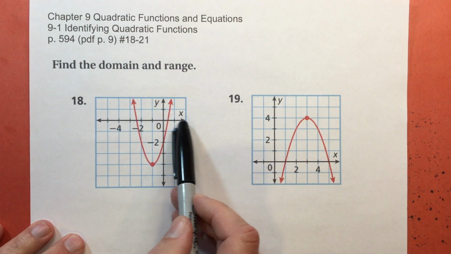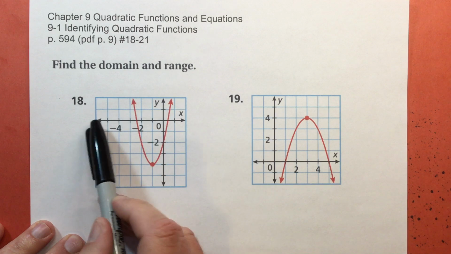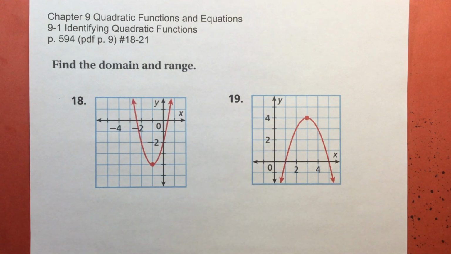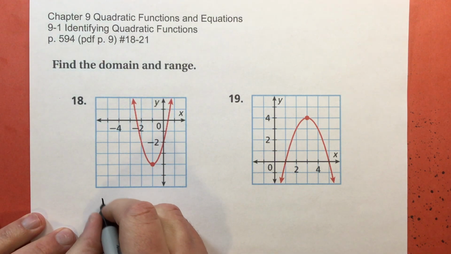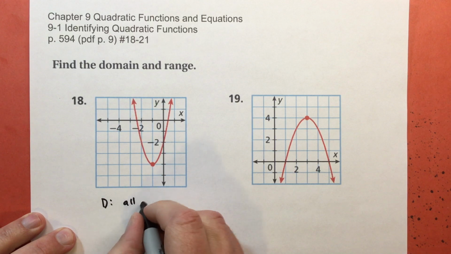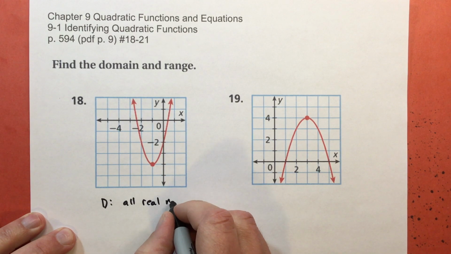Since this number line, that's what the x-axis is, a number line, represents all the numbers that you know, which we'll say all real numbers, then the domain is, you can just say all real numbers. Every time. All real numbers.